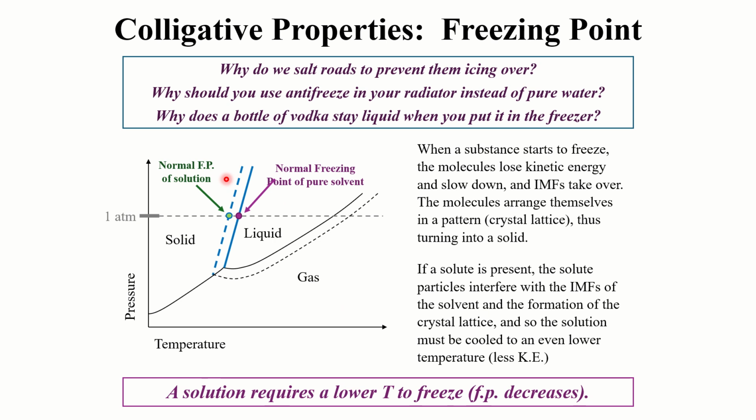And you can see it on this curve right here. The dashed line here represents the normal freezing point of the solution. The solid line represents the normal freezing point of the pure solvent. So you can see the solution, the line is moved slightly to the left. And from here, we can see then that this solution crosses the 1 atmosphere line at a lower temperature than the solvent does, thus freezing point depression.